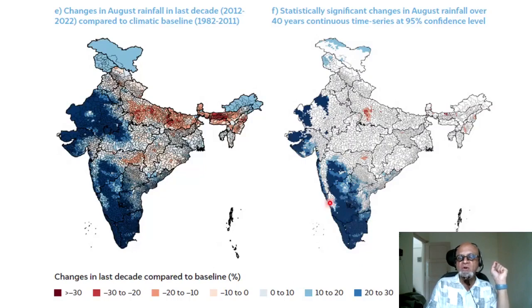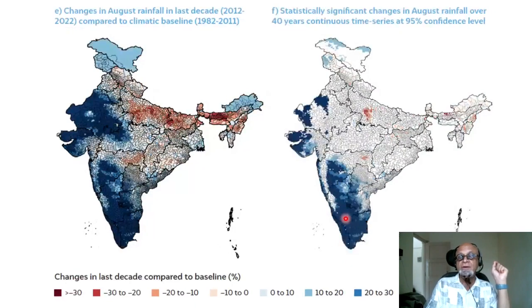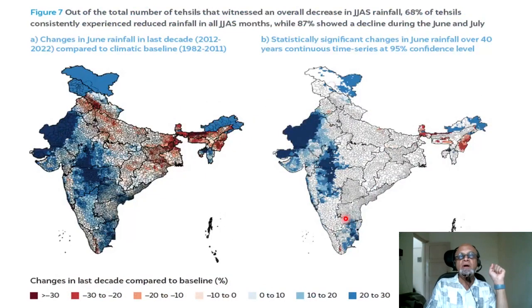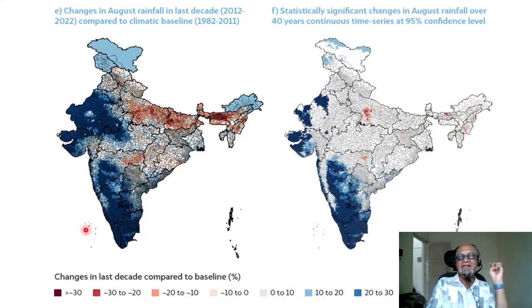Over here, overall Kerala has seen decreasing rainfall, but you can see that July has not had a significant trend. August has increased, which means June, if you look at June, it has decreased or has no trend. So these are interesting features, and this is statistics.